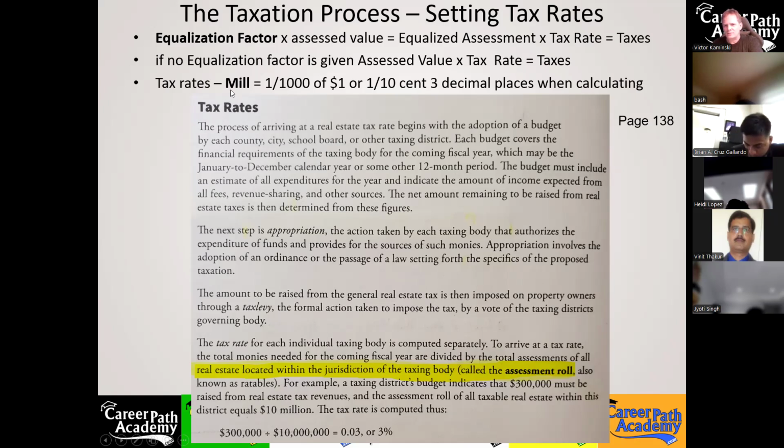Now, a mill is 1/1000th of a dollar or 1/10 of a cent. It's basically 3 decimal places when you're doing the calculation.